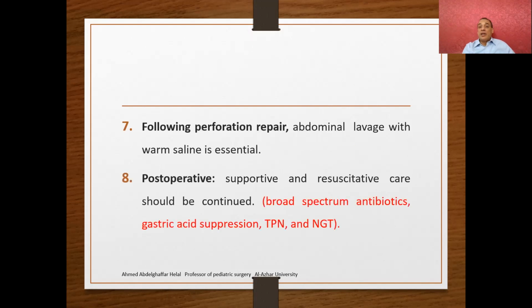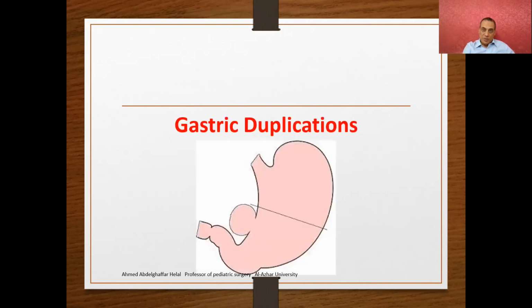Following the perforation repair, abdominal lavage is performed with warm saline. Postoperatively, supportive and resuscitative care should be continued with broad-spectrum antibiotics, gastric acid suppression, total parenteral nutrition, and nasogastric tube insertion. Feeding also is stopped until the baby is stabilized. So we spoke about two important items, gastric volvulus and gastric perforation.